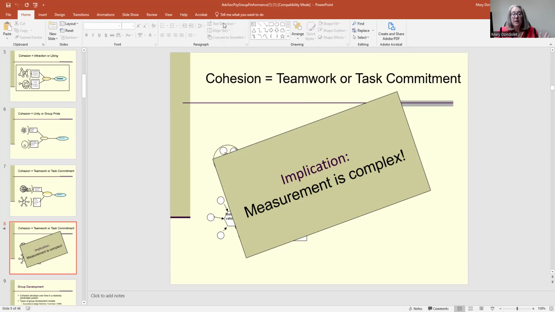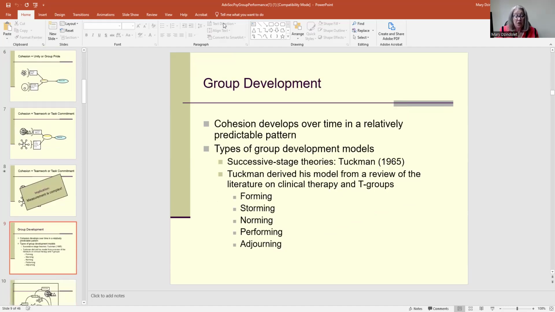However, as complex as it is, and it's complex, research does show that cohesion develops over time in a relatively predictable pattern. And so there's a whole area that is called group development. How does the group go from individuals to a group of people that have cohesion, whether it's attraction cohesion, unity cohesion, or teamwork cohesion? And your book talks about one very old model done by Tuckman in 1965.